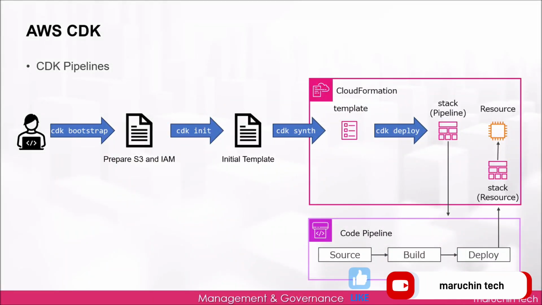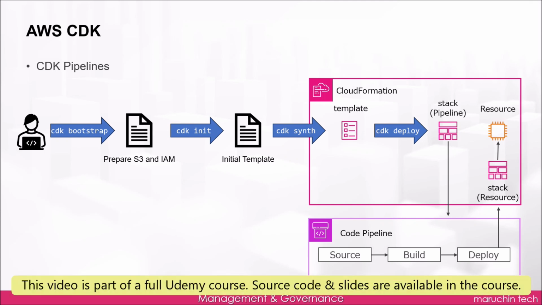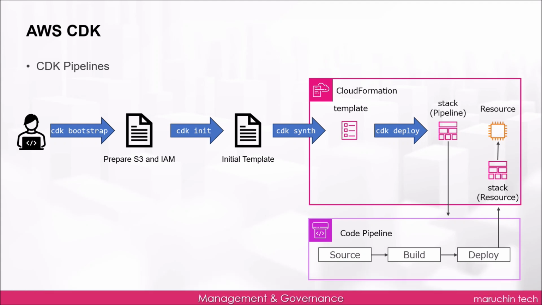So let's do the hands-on for the AWS CDK pipeline. In this hands-on, we will run the CDK commands to build the pipeline. We will build a CI/CD pipeline that automatically creates an S3 bucket triggered by a Git push to a GitHub repository.